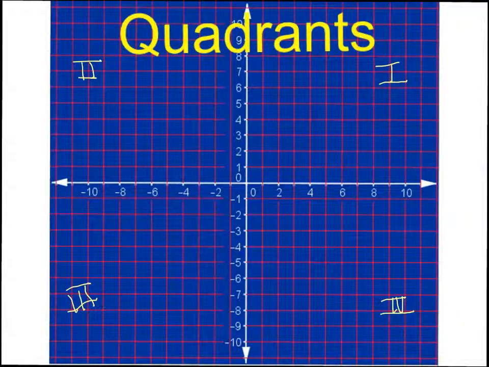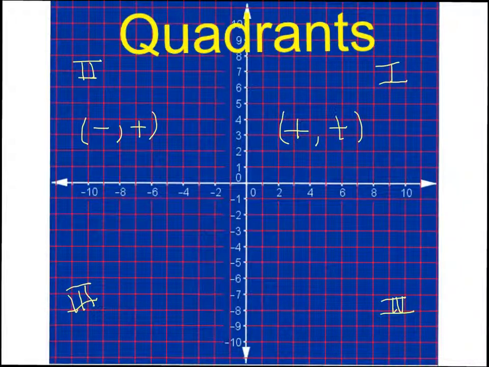In quadrant 1, your coordinates are positive, positive. In quadrant 2, your coordinates are negative, positive. In quadrant 3, your coordinates are negative, negative. And in quadrant 4, your coordinates are positive, negative.